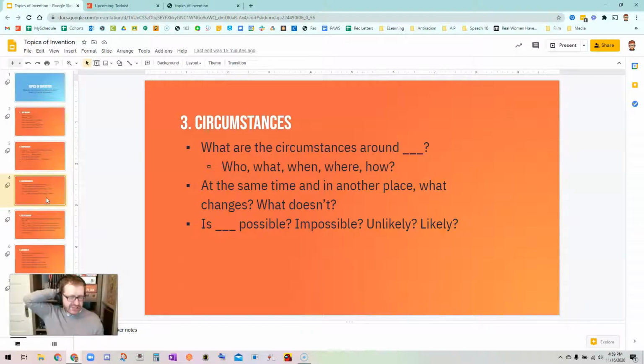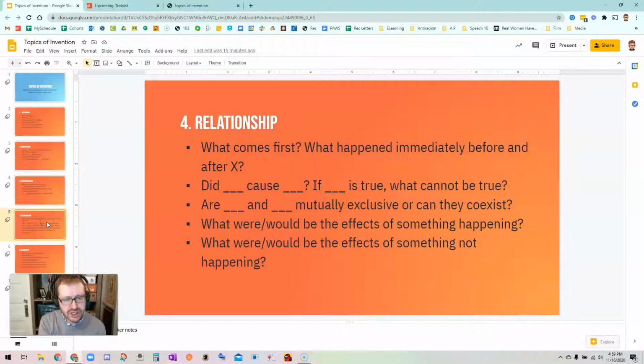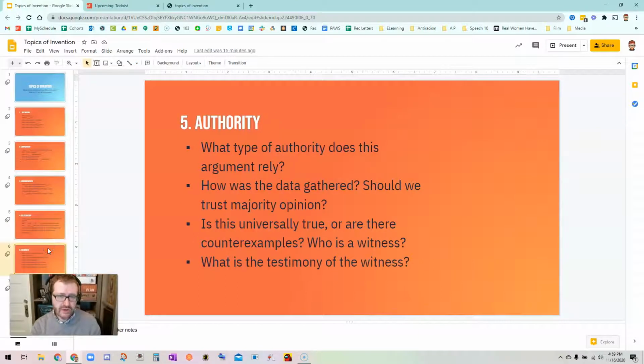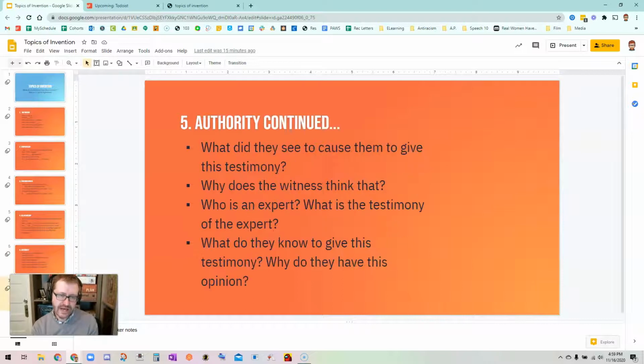Circumstances, what is the situation in which these ideas exist? What is the relationship between these things? Do these things cause each other? Does one lead to the other? Can they exist at the same time? The authority, where do you come from to make these arguments? Are you an authority figure? Is this personal experience? Is it expert point of view? Where does that come from?